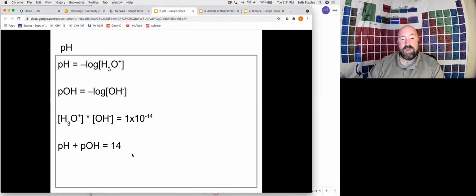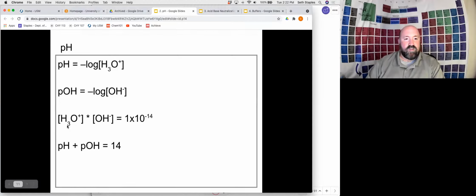So here's a list of some of the calculations. This is our last slide on this presentation, but we might also want to calculate what we call the pOH, and you might be asked to calculate that. It's very similar to pH, but now it's a measure of the hydroxide ions. The pOH is calculated very similarly. It's the negative log of the hydroxide ion concentration.